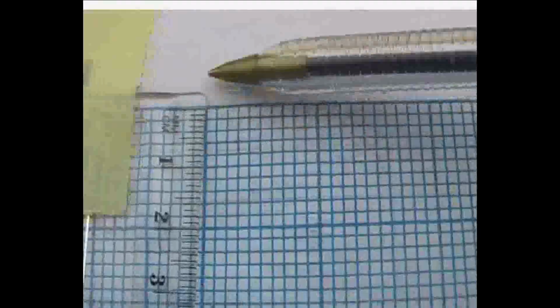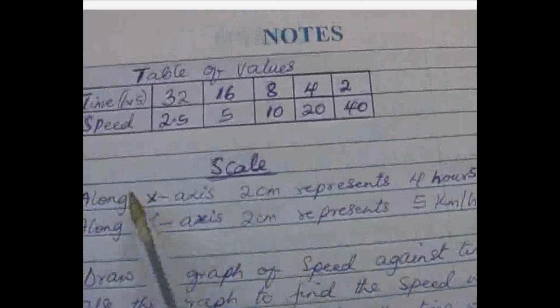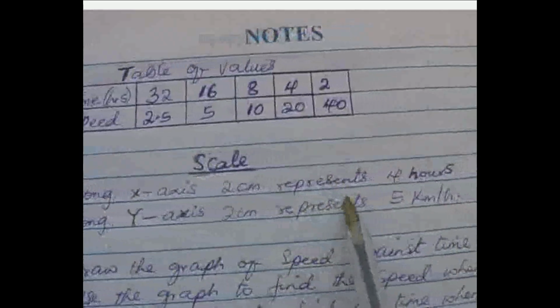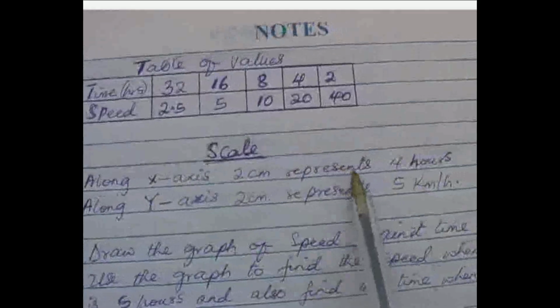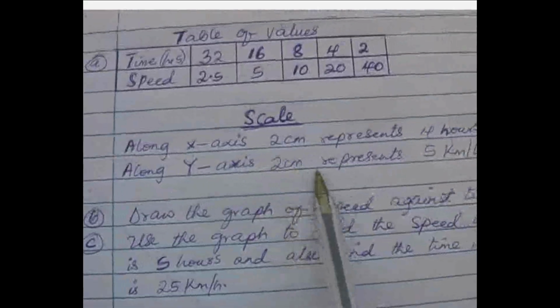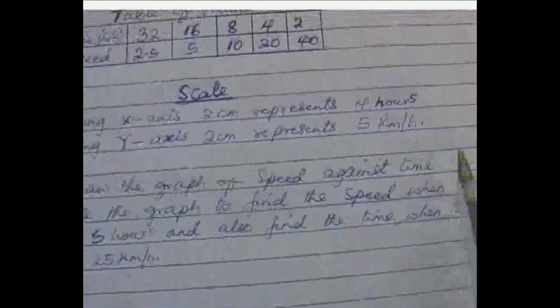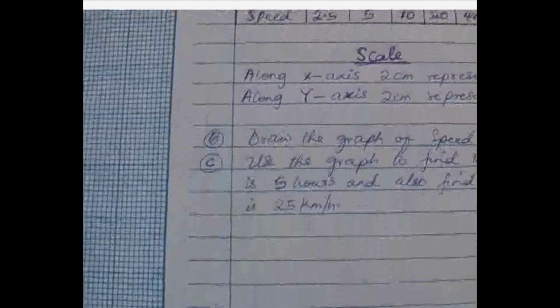Had it been that the distance from here to here was measured and it is 1 cm, the scale could have been, instead of along the x-axis 2 cm represents 4 hours, along the x-axis 1 cm represents 4 hours. Likewise, along the y-axis it could have been 1 cm represents 5 kilometers per hour. I hope you understand. Now we'll go ahead to calibrate our graph paper after I remove the ruler.